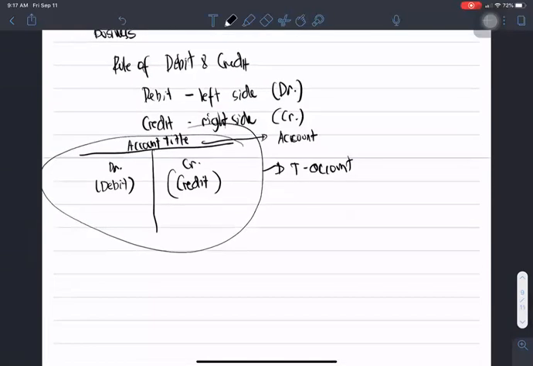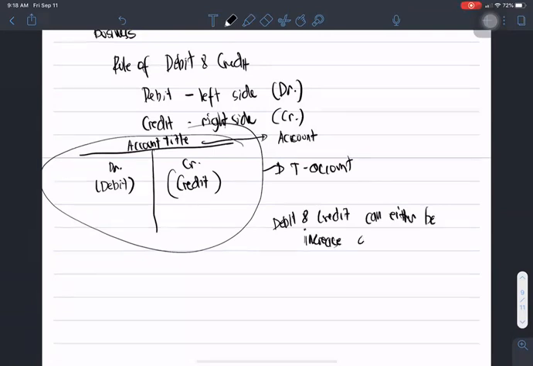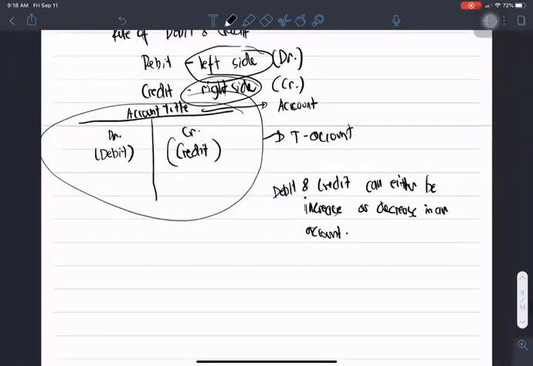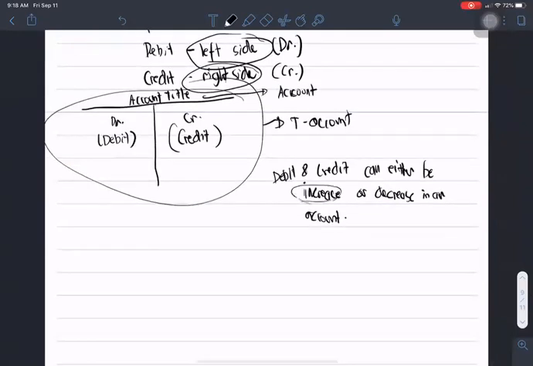Next, we need to learn is debit and credit can either be an increase or decrease in an account. Debit and credit can either be an increase or decrease on an account. Debit, left side. Credit, right side. Clear? Okay. Now we go to your debit and credit can either be an increase or decrease.